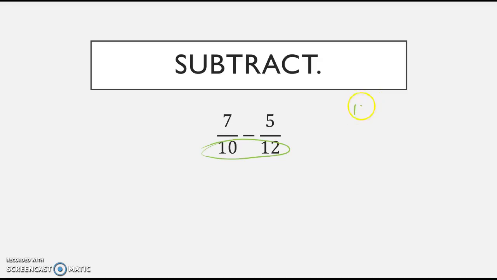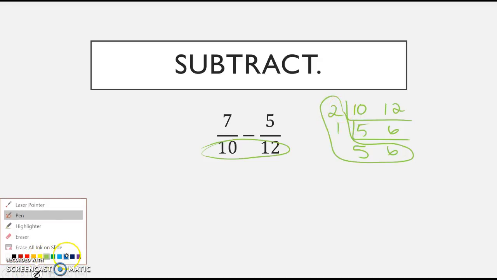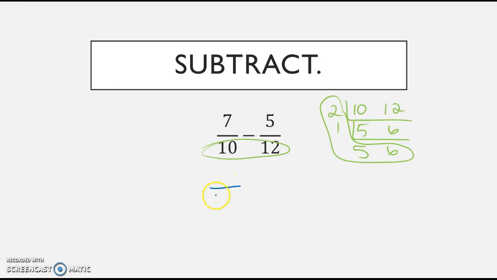So again, if we weren't sure, we could set up a quick ladder method and quickly find our least common multiple, which we'd use as then the least common denominator. And when we multiply 2 times 5, which is 10, 10 times 6 is 60. So we know that we can write 60 as our least common denominator. Multiply 10 by 6. So we're going to do the same thing to 7 and get 42. 12 times 5 is 60, so 5 times 5 is going to be our new numerator there, which is 25.